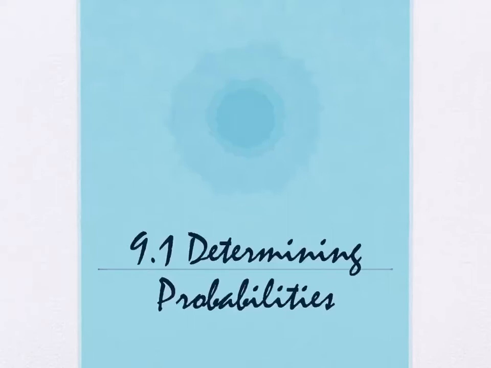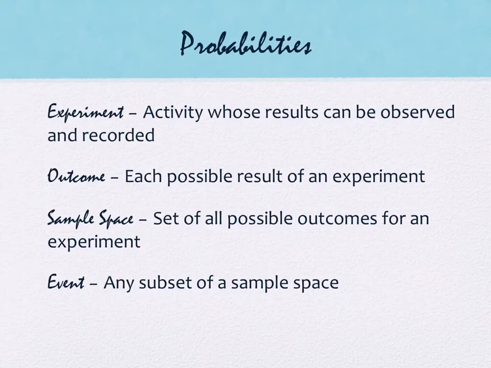Section 9.1, we're going to take a look at determining probabilities. As with every .1 section, 6.1, 7.1, now 9.1, we're going to have a lot of vocab stuff. So that's where we're going to get started with some terms. Our first term is the word experiment.